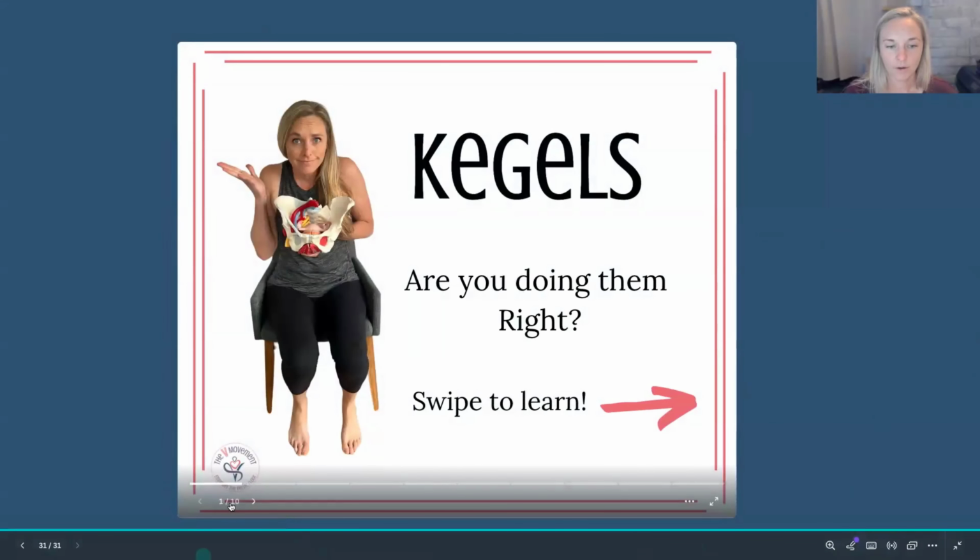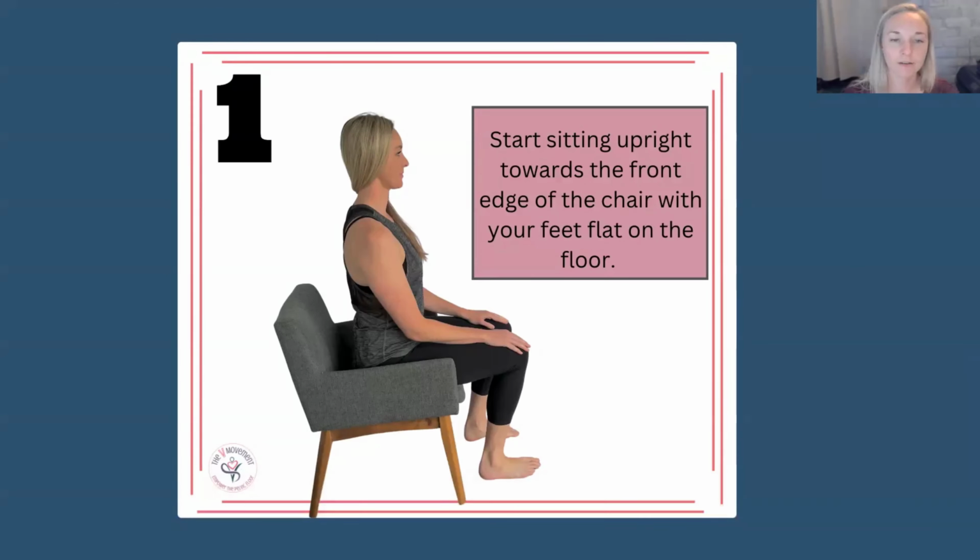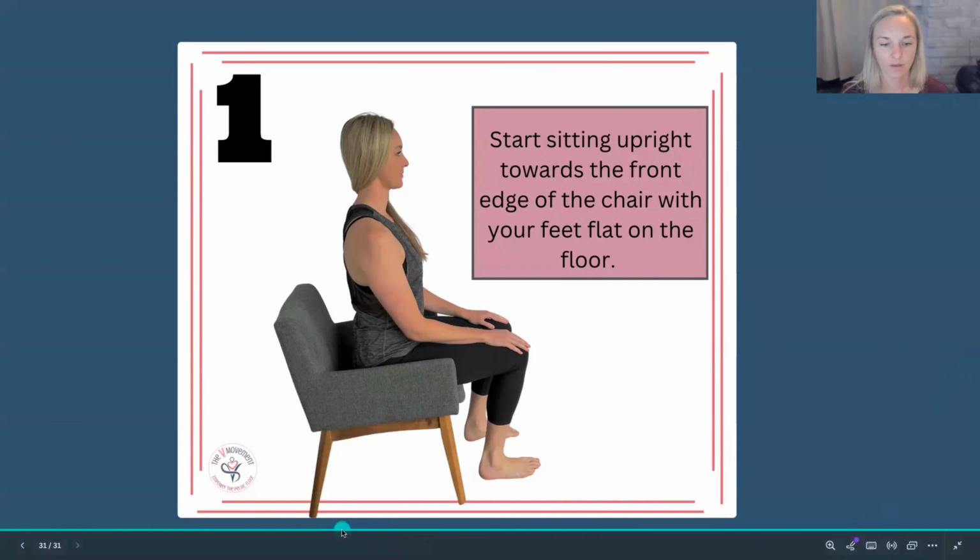So now we're going to go through how to correctly do a Kegel pelvic floor muscle contraction. I want everyone to start by sitting up towards the front edge of the chair with your feet flat on the floor like this picture here. We want to try not to have any back rest support.